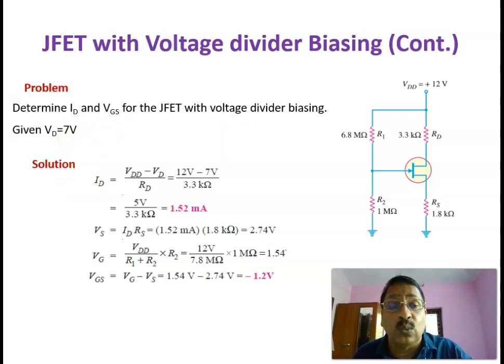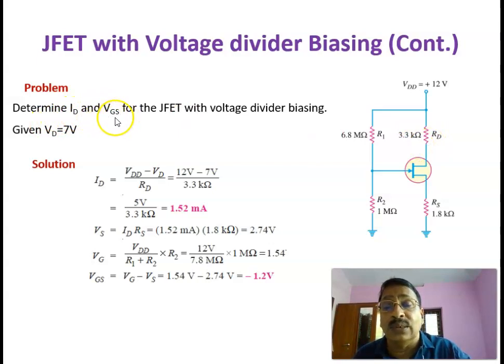Now let us see the first one. You have to find out ID. To find ID, if you know these voltages, the current ID is VDD minus VD divided by RD. That is the drain current. That will be equal to 1.52 milliamperes. That is the drain current.